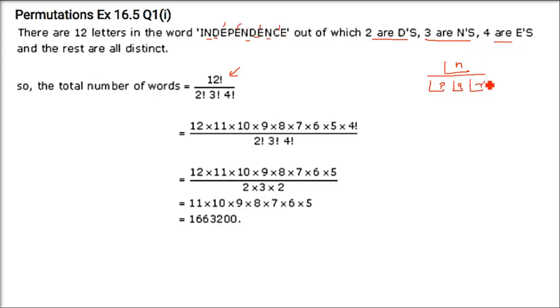So we will add one more r. P, Q, R are the number of d's, n's and e's. So d is repeated 2 times, n 3 times, and e 4 times. So put it here: 12 by factorial 2, factorial 3, factorial 4. You know how to solve it by now. Just cancel the numerator and denominator, and you are going to get 166320.